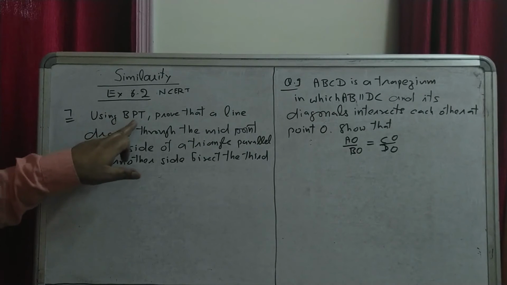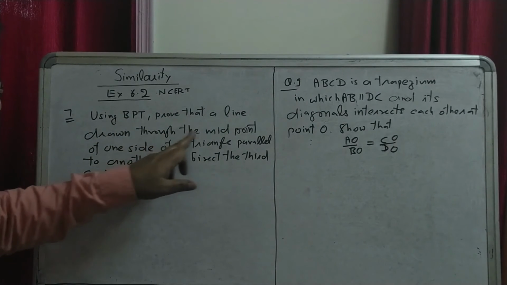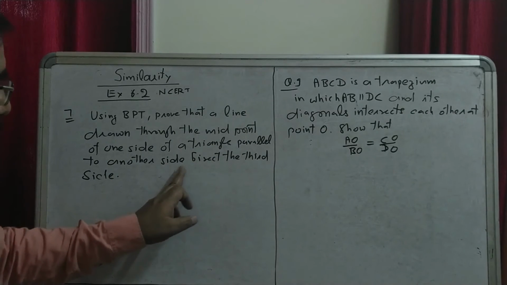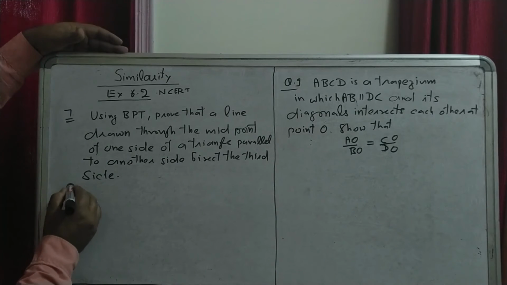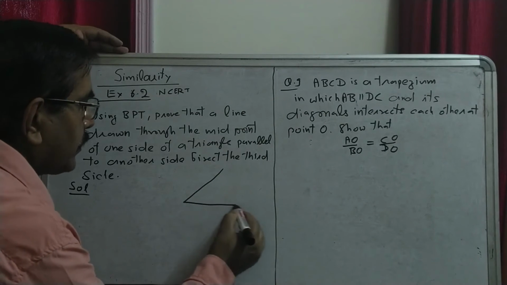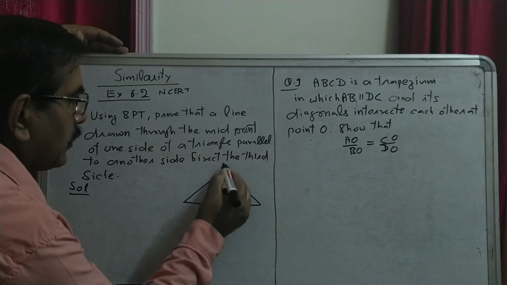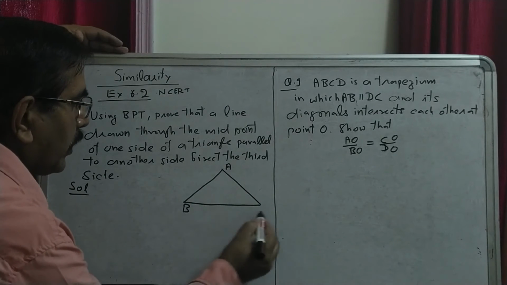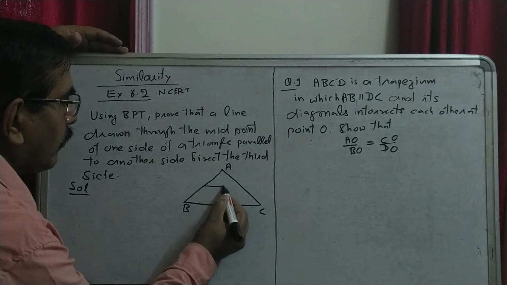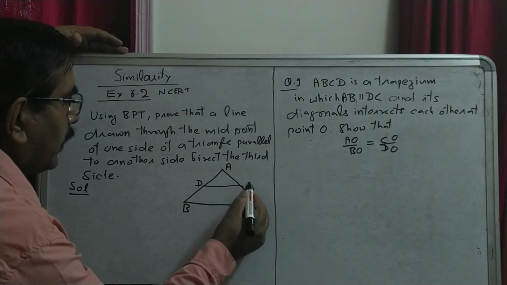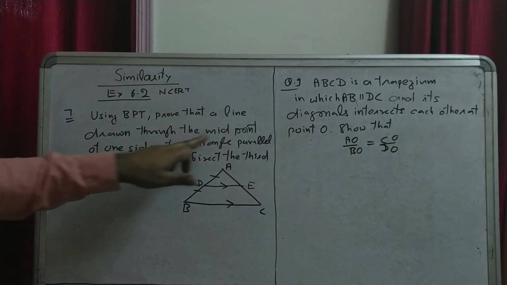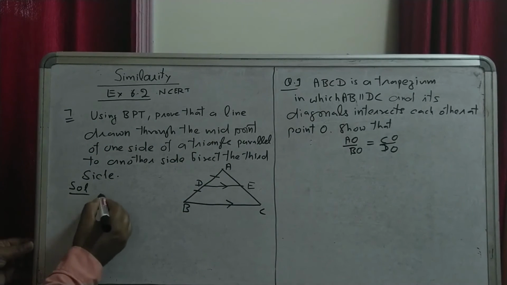Question number 7. Using BPT, prove that a line drawn through the midpoint of one side of a triangle parallel to another side bisects the third side. This is a very simple question, children. Look at what is given here. You have a triangle like this. This is your triangle ABC. Now what is given here? You have a line DE. This line is parallel, and also this is equal to this. See, this is given through the midpoint of one side. So what is given here?